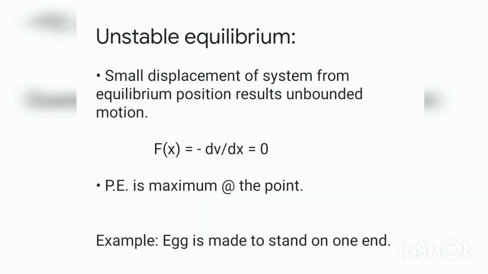Unstable equilibrium. It generally deals with unbounded motion. Small displacement of a system from its equilibrium position results in unbounded motion. F of x is equal to minus dV by dx, which is said to be 0, which means the potential energy is maximum at that point. A good example for this case is an egg made to stand on one of its sides. From this example itself, we can confirm that it is an unbounded motion.